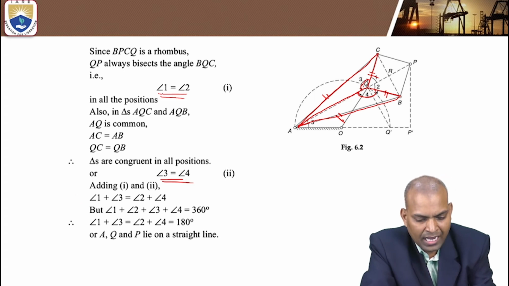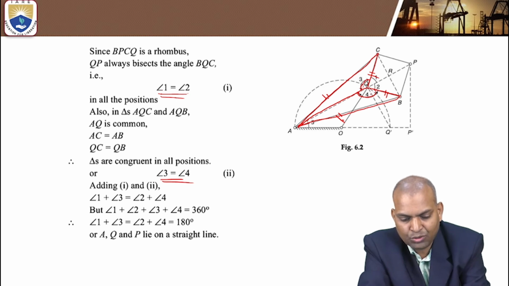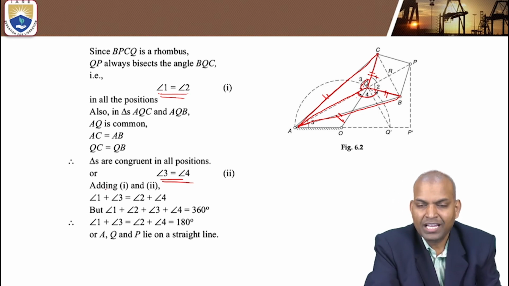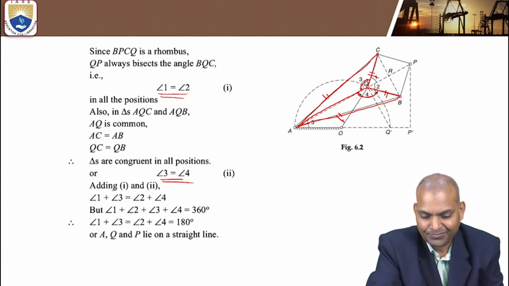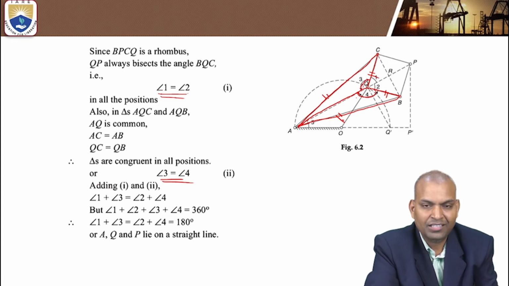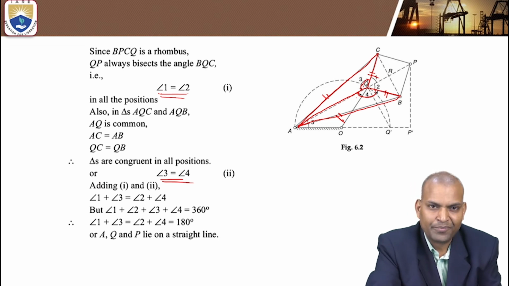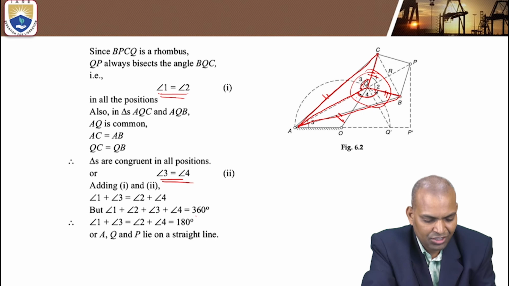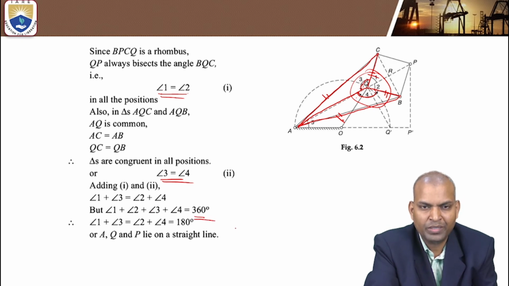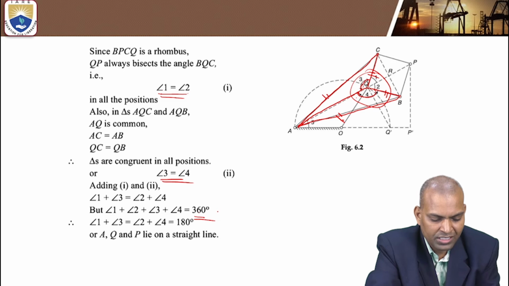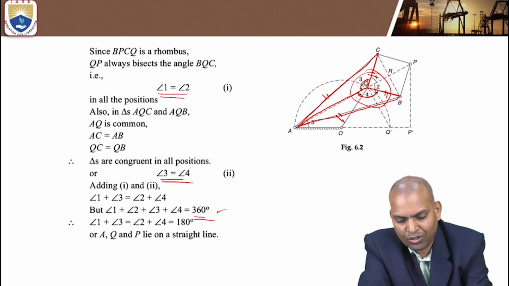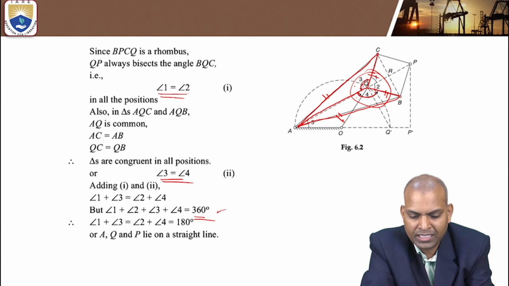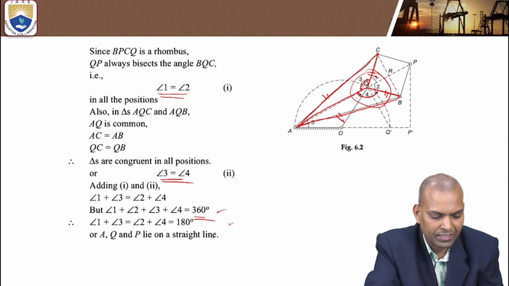Now, adding these, angle 1 plus angle 3 equals angle 2 plus angle 4. Then what is angle 1 plus angle 3? Consider it equal to 180 degrees, and angle 2 plus angle 4 is another 180 degrees. Now all the angles total 360 degrees. That's why angle 1 plus angle 2 plus angle 3 plus angle 4 equals 360 degrees. Angle 1 plus angle 3 equals 180, and angle 2 plus angle 4 equals 180.